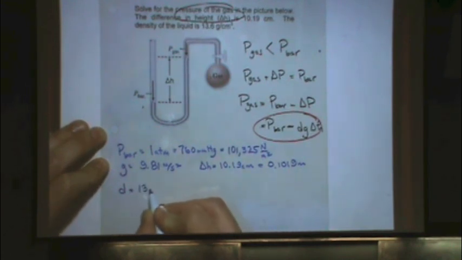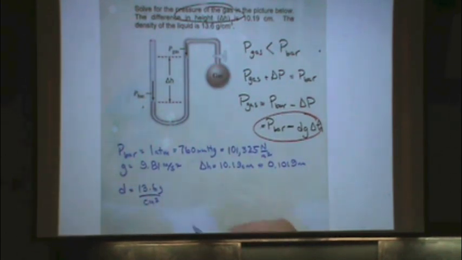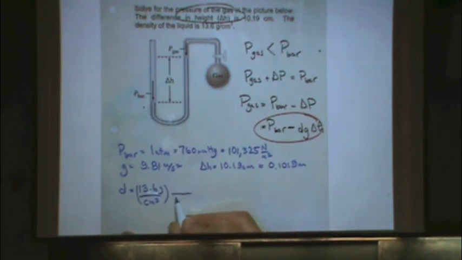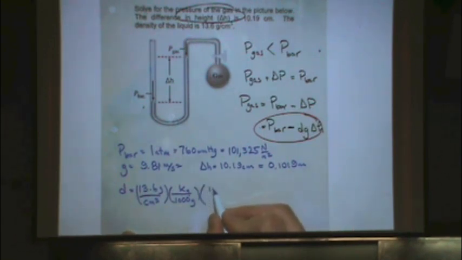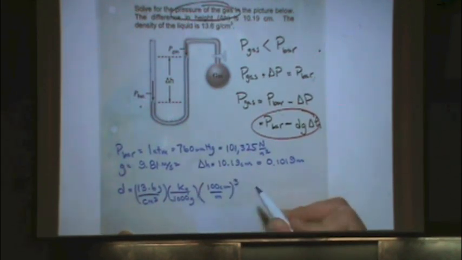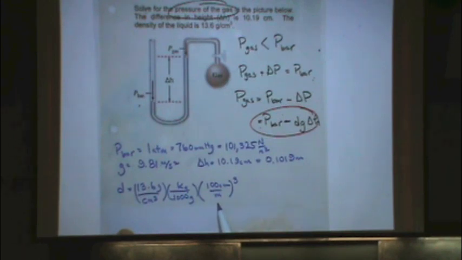I have 13.6 grams per centimeter cubed. So let's change this to SI units. I need to change grams to kilograms. Kilograms is the SI unit. And then I need to change centimeters. There's 100 centimeters per meter. But notice that the centimeter is cubed because it's a volume. So I have to cube the whole quantity. That means I'm really going to multiply by 100 cubed, or 1 million. This is going to turn out to be 13,600 kilograms per meter cubed.